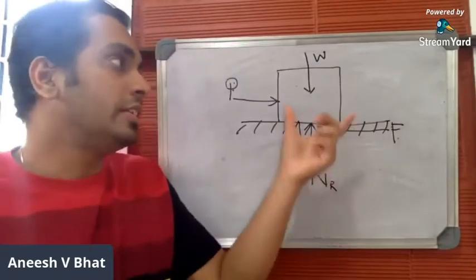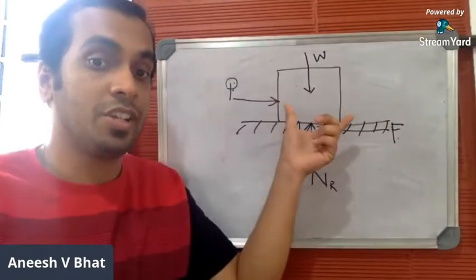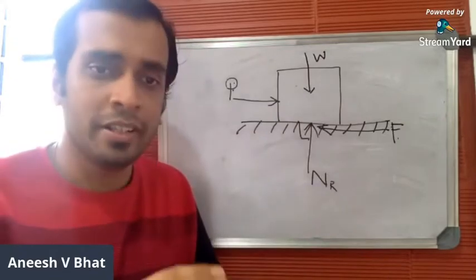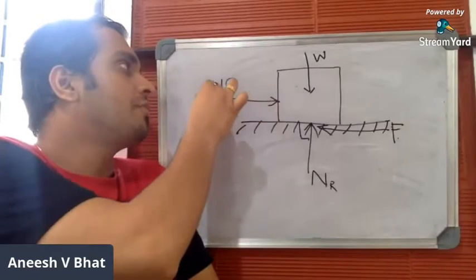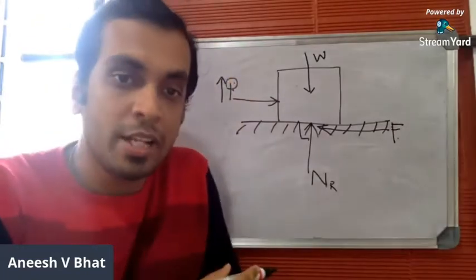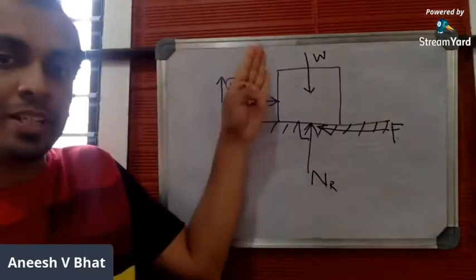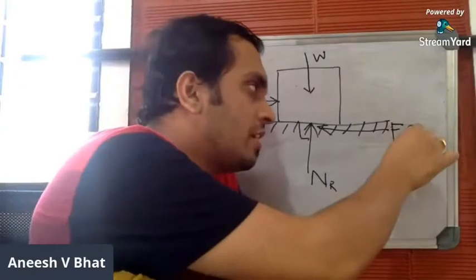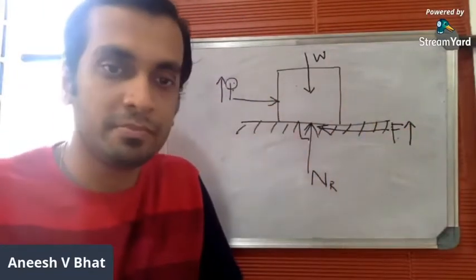Now, let us assume that this particular body is stationary. It has not started moving. Now, let me increase the magnitude of external force a bit. Let me push. So when I increase the magnitude of external force, the magnitude of frictional force also increases simultaneously.